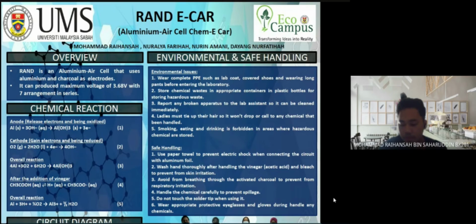For the limitation, we must produce a cell that can give a minimum of 3 volts, and the resistance is below 3 ohm, and produce a battery that does not emit smoke and has no spillage. That's all.